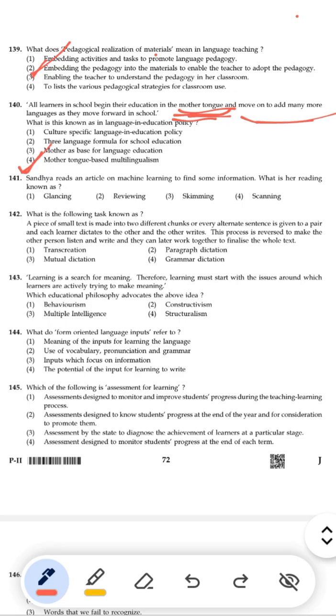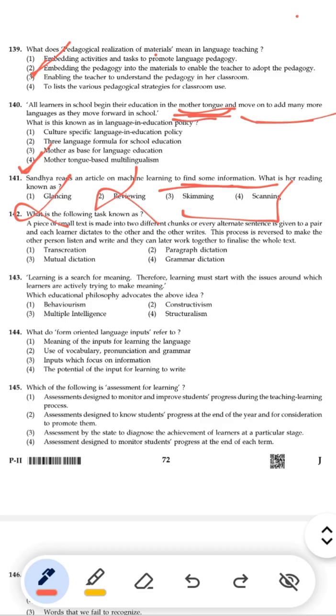Moving on, 141 question says Sandhya reads an article on machine learning to find some information. Here the Sandhya is reading to find some information. What is her reading known as? Options are glancing, reviewing, skimming and scanning. If you see, glancing is not the correct answer, reviewing is not the correct answer. It should be one among skimming or scanning.